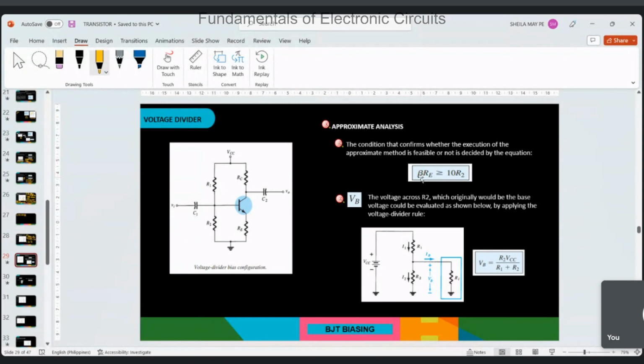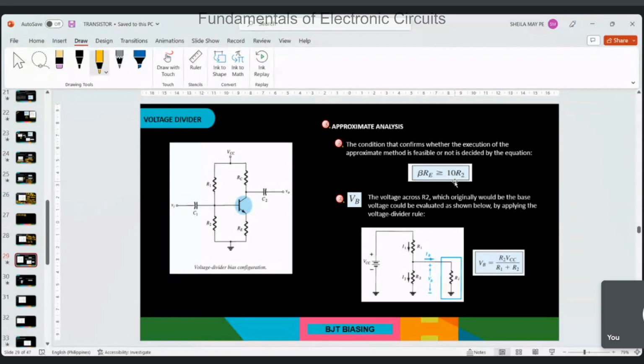The condition that needs to be satisfied is that beta multiplied by RE should be greater than or equal to 10 times R2. If that condition is satisfied, we can proceed to compute our voltage divider circuit using the approximate analysis. However, if it does not satisfy the said condition, then we must use the exact analysis. Now, for our approximate analysis, we have the VB.